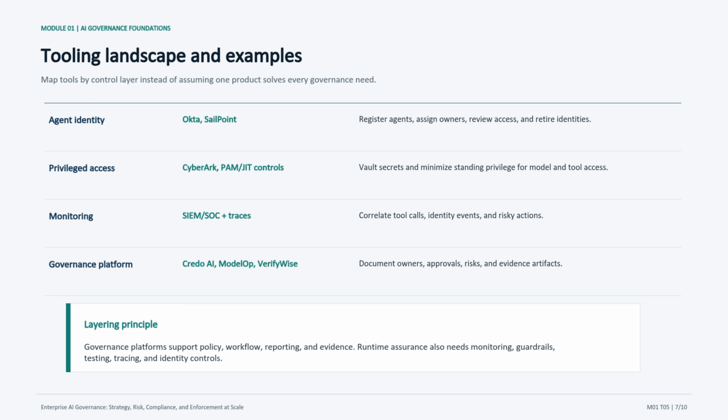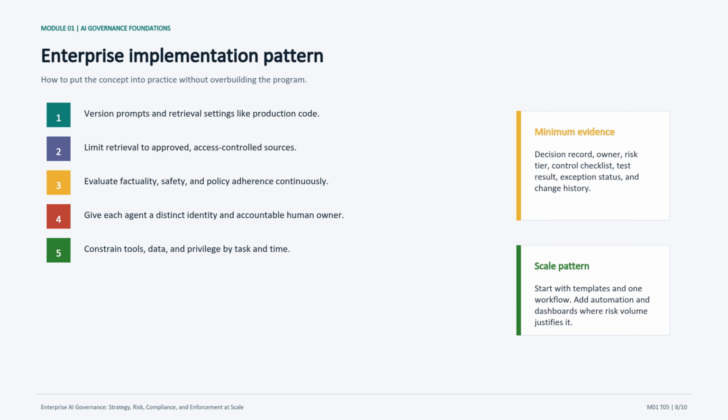With the tool landscape in view, the next question is implementation. What do we actually do first? And how do we avoid overbuilding? This slide is the move from design to execution. I would present these steps as a practical starting pattern for teams that need to make types of AI systems, predictive ML, Gen AI, copilots, agents, and multimodal systems, real without waiting for a perfect enterprise program.